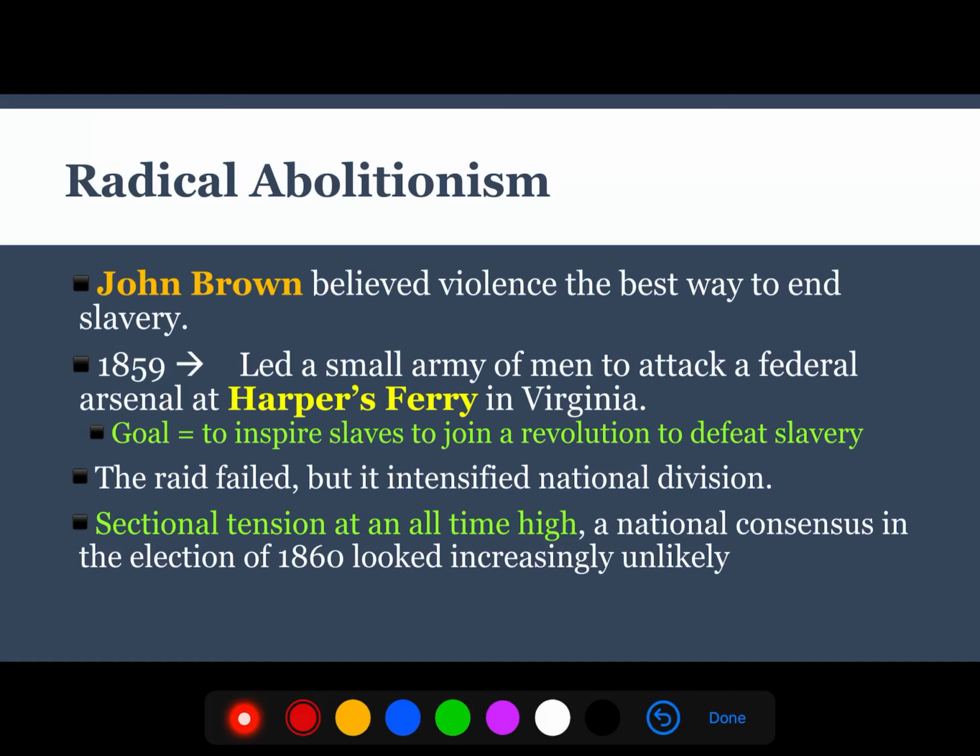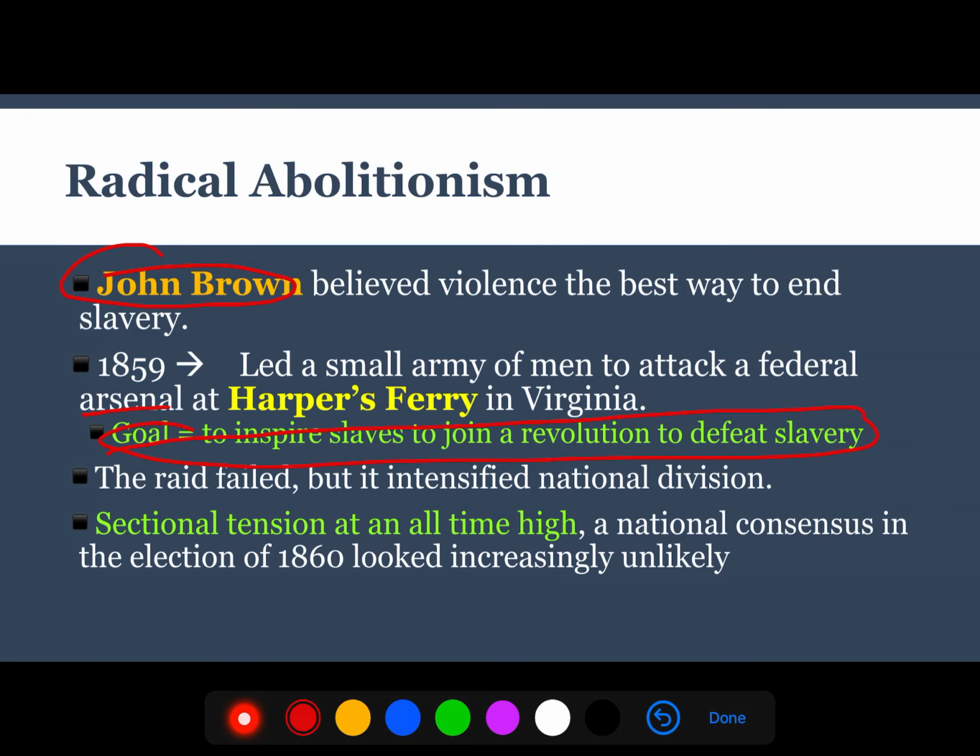Which brings us to a rise in radical abolitionism, as exemplified by this guy here, John Brown. John Brown was a huge proponent of violence, and he's in Bleeding Kansas. He and his brothers, I think, attacked a whole bunch of people and hacked them to death with broadswords. Good times. And then he leads a small army of men to attack a federal arsenal, meaning like a weapons depot, at Harper's Ferry in Virginia. And his goal was to inspire slaves to join a revolution and defeat slavery.